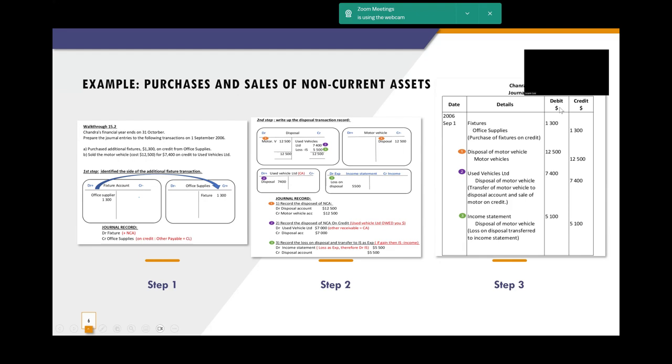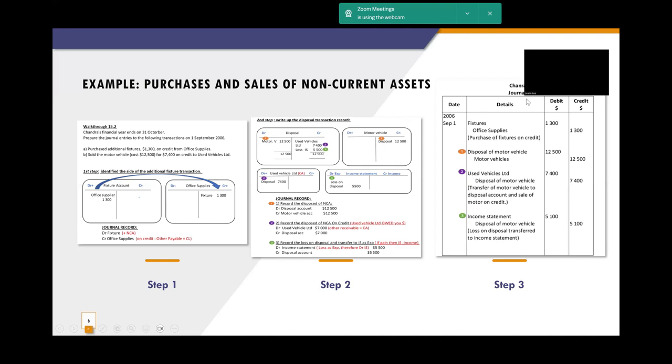Asset increase will be on the debit side, and then office supplier credit. So, purchase the fixture on credit. This is the company name that you owe money to, the office supplier, because you purchased fixtures and haven't paid them yet. And when there is a sale of a motor vehicle, we cannot use sales, otherwise you will confuse it with your income sales. This is disposal. So for disposal of the motor vehicle, your motor vehicle account will reduce and be put into the disposal account.